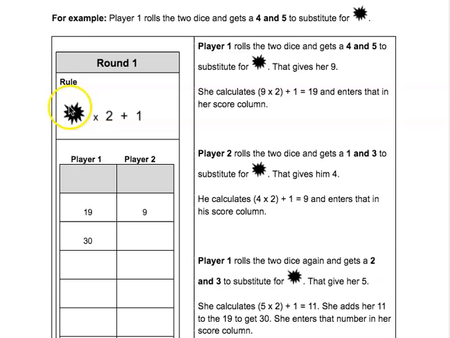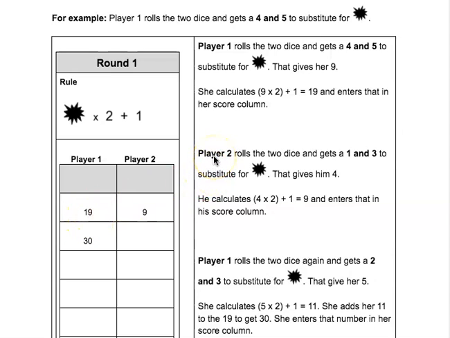Here's round 1. Here's your first rule for round 1. Splat, the number you get when you add your 2 dice, multiplied by 2 plus 1. So, let's say Player 1 rolls a 4 and a 5. That gives her a 9. So we're going to do 9 times 2 plus 1. 9 times 2 is 18, plus 1 is 19. So that's why Player 1 put 19 in the first column.